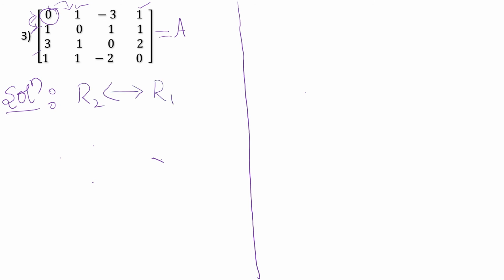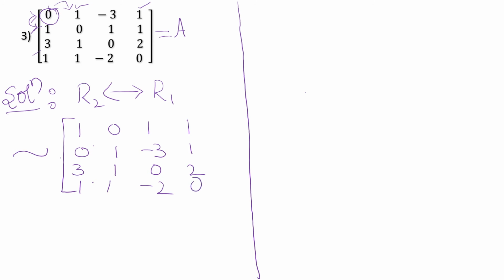Okay, so what are we going to get now? The equivalent matrix is, now R2 will be R1. 1 0 1 1 0 1 minus 3 1. R1 is going to be R2, R2 is going to be R1. R3 and R4 are not changed, so keep the elements as they are. 3 1 0 2 1 1 minus 2 0. So now you have element 1 here.